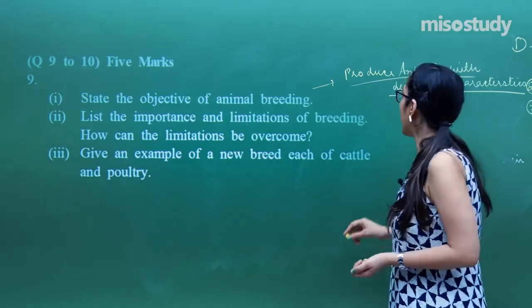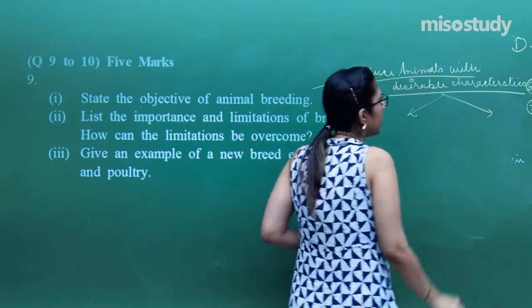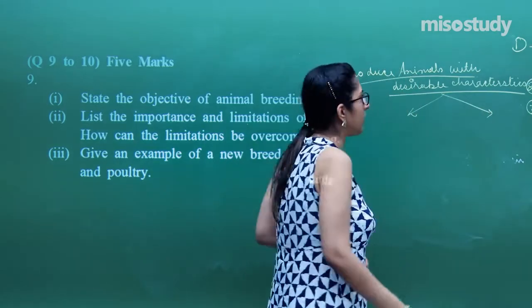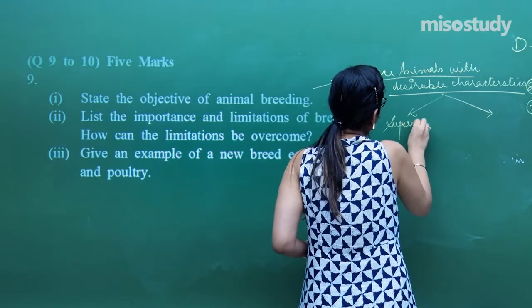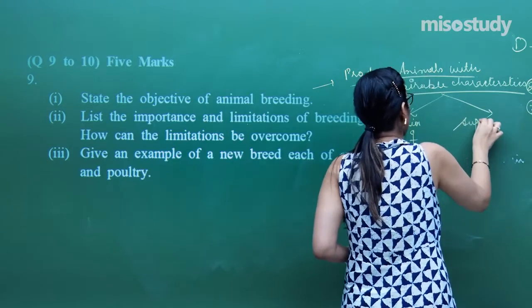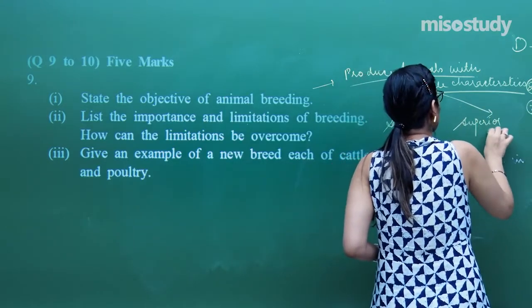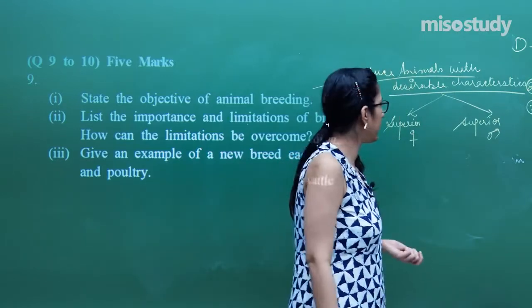In this case there can be a mating between two types of individuals. What are these different types of individuals? These can be a mating between a superior female and a superior male. You have to explain both of these. What is a superior female? What is a superior male? You have to explain these things.